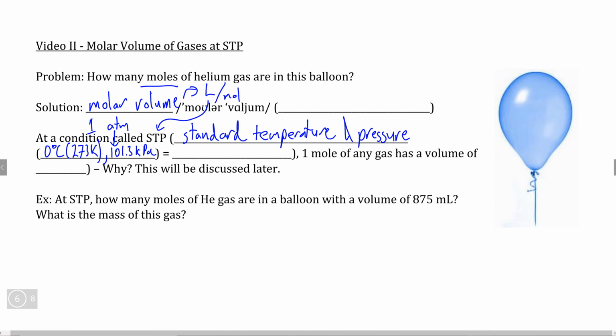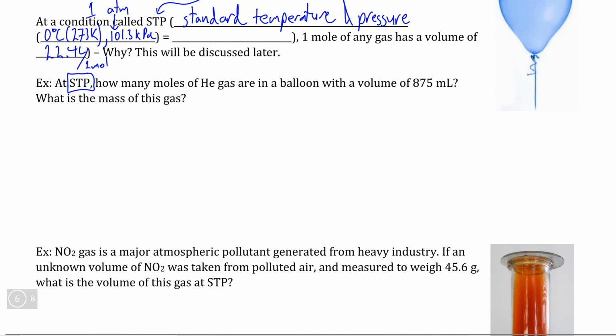What scientists have determined is that at 0 degrees Celsius and atmospheric pressure, 1 mole of any gas has an approximate volume of 22.4 liters per 1 mole of gas. Now, assuming that we're dealing with standard temperature and pressure conditions, we can use this in order to calculate the amount of mass or even the amount of particles of gas.